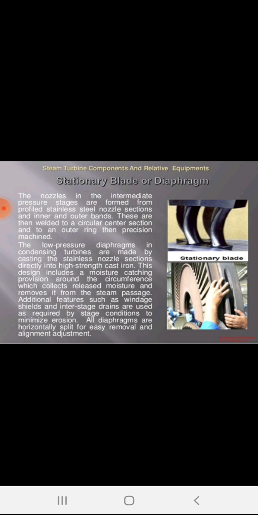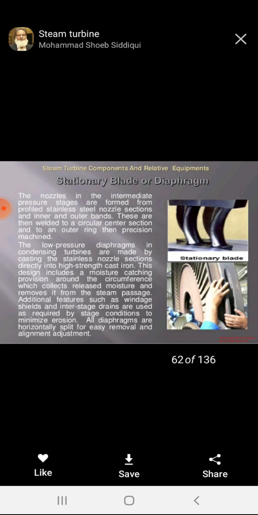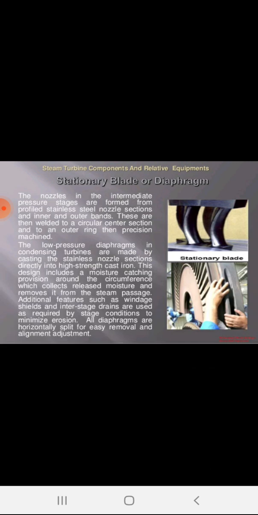These are then welded to a circular central section and to an outer ring, then precision machined. The low pressure diaphragms in the condensing turbine are made by casting the stainless nozzle sections directly into high strength cast iron. These designs include moisture catching provisions around the circumference, which collect moisture and remove it from the steam passages. Additional features such as shielded interstage drains are used where required by the stage conditions to minimize cross sections.